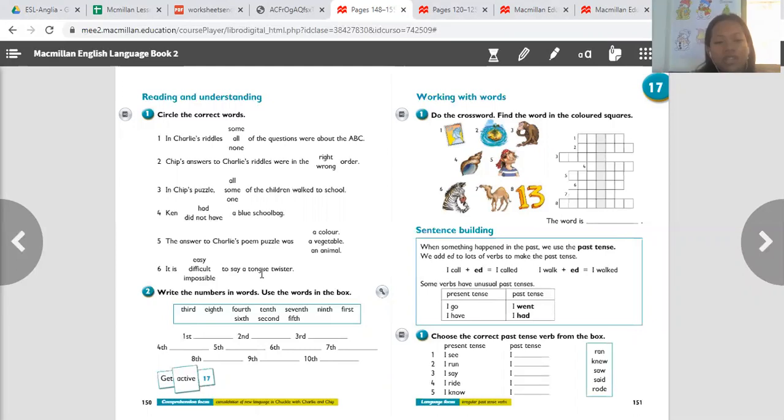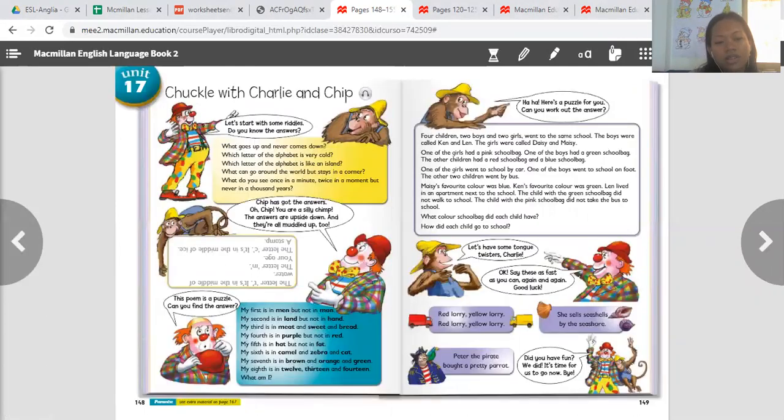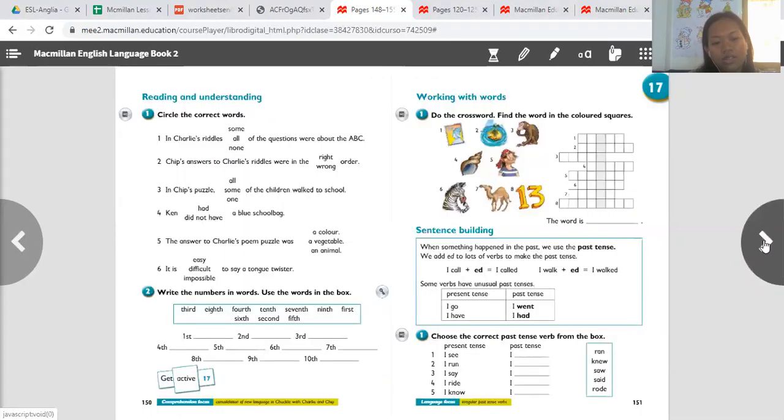Which one do you think is correct? To be able to find the right answer, you have to look back to pages 148 and 149, which is your lesson. Read the lesson again and again and find the answer in 150.